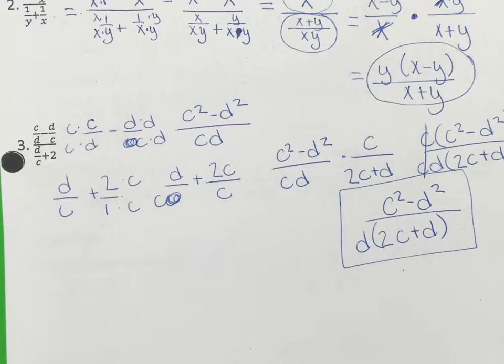But wouldn't you do 2CD plus D squared and then cancel out the D squares? No, because you're subtracting and adding. You could distribute that D and have 2CD plus D squared, but the D squared would not cancel because you're adding and subtracting. So you have a 1 on top and 1 on bottom.